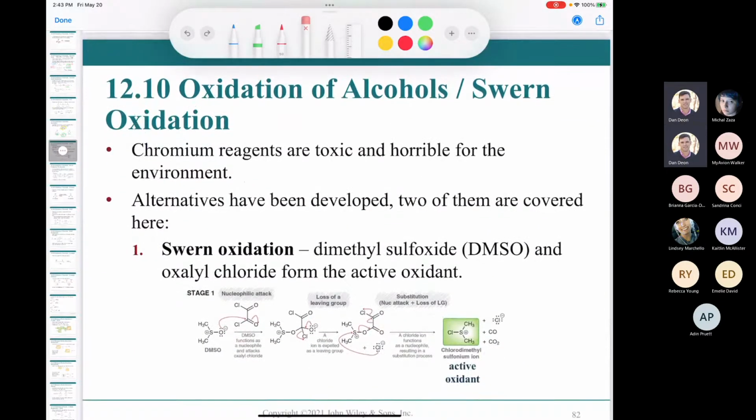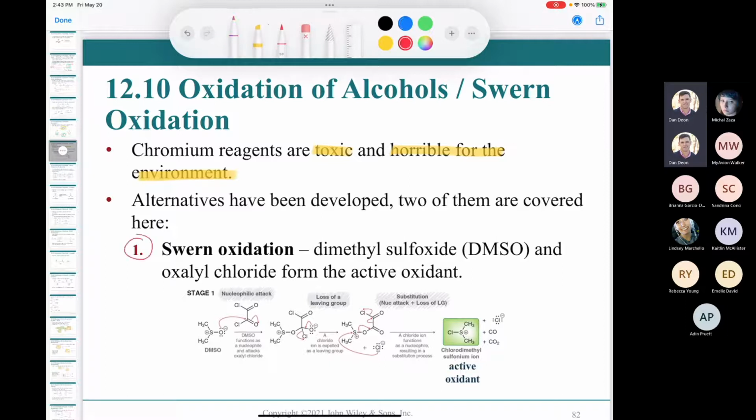What else do we have besides chromic acid? It says here that chromium reagents, like chromic acid, are toxic and horrible for the environment. And thus, organic chemists are always looking for a new way to oxidize an alcohol, something that's less toxic and more environmentally friendly. There's a couple of them that we're going to look at right now. The first one is the Swern oxidation, and the second one is called the Dess-Martin periodinane. Let's start off with the Swern oxidation.